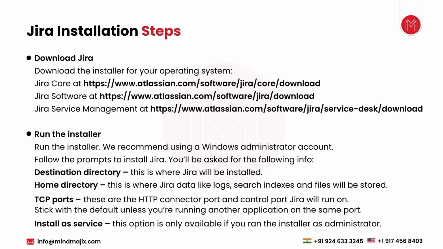So you'll go to the website, which is www.atlassian.com/software/Jira. I would prefer that we download from this site only. You can click on any of the links and download the software according to your need. If you need Jira Core, you can download Jira Core. If you need Jira Software, you can download Jira Software. If you need Jira Service Management, you can download the service desk app as well. So these are a few of the links.